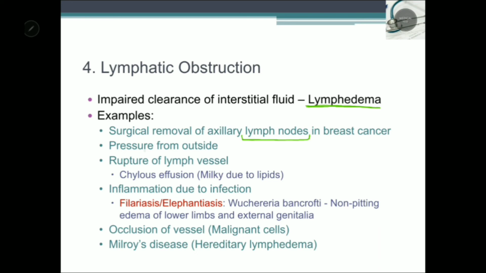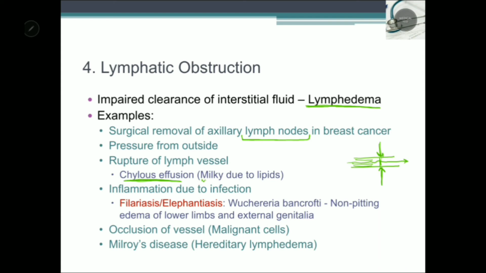Or if there's pressure from outside, if the lymphatic vessels are getting blocked due to some external pressure, they are not able to clear this plasma out into the normal blood circulation, so it gets retained and not drained, so that again leads to edema. If there is a rupture of the lymph vessels, it is also a cause of edema, and that is known as chylous effusion.